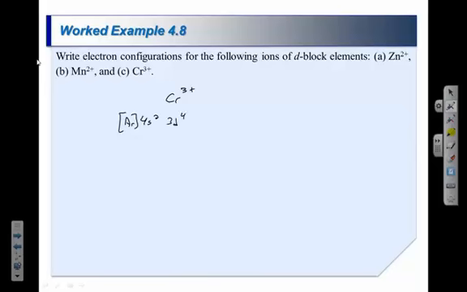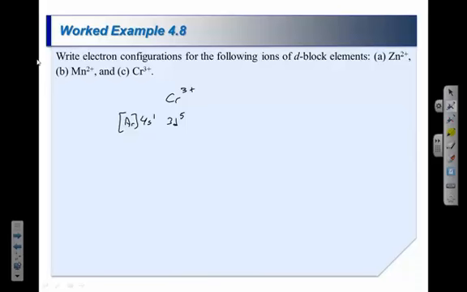Is that the correct electron configuration for a neutral chromium? No. Chromium was one of the exceptions we learned for the neutral atoms. The correct electron configuration for chromium actually already shifts one of the 4s electrons into the 3d to give it an exactly half-filled subshell.